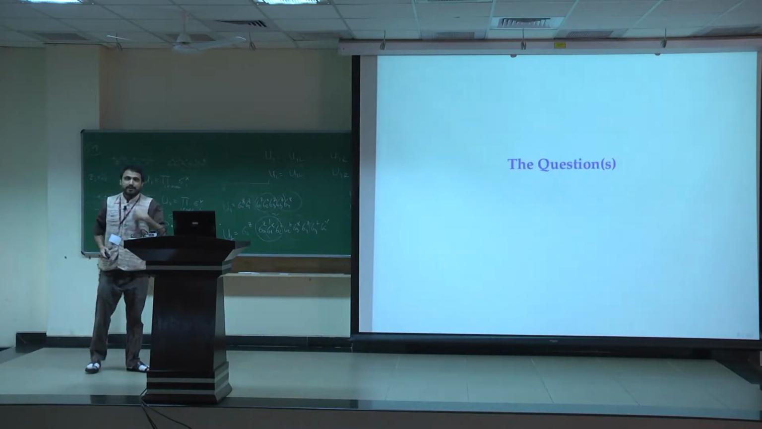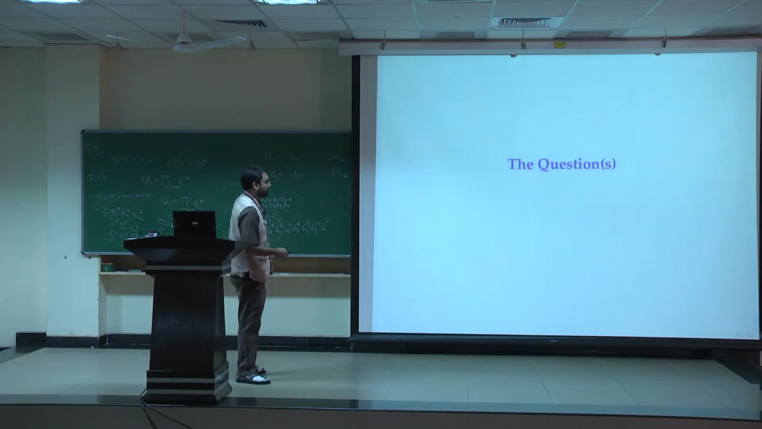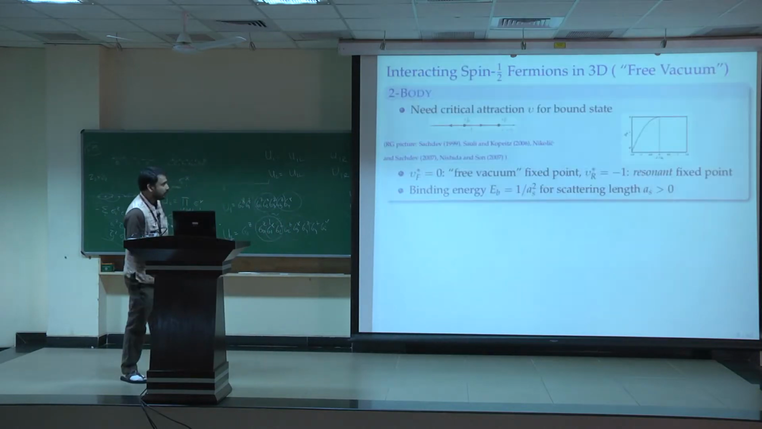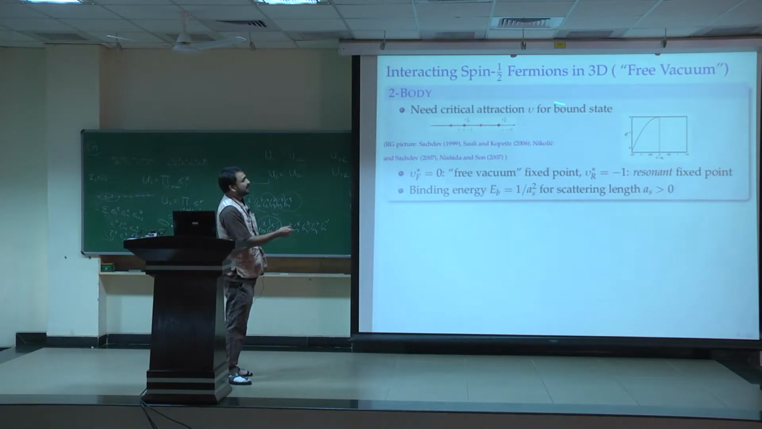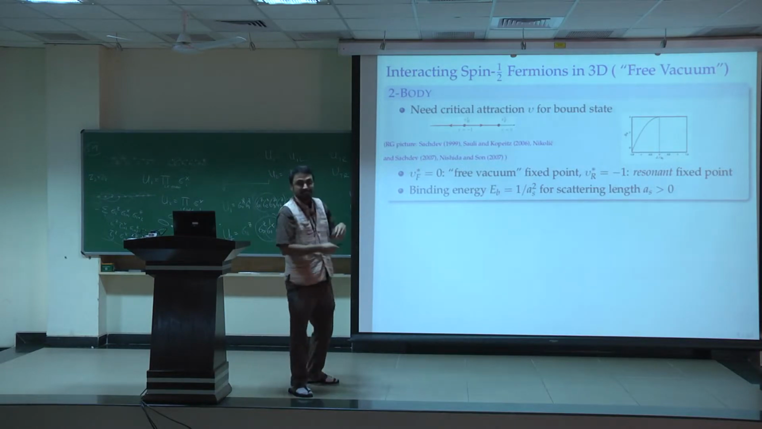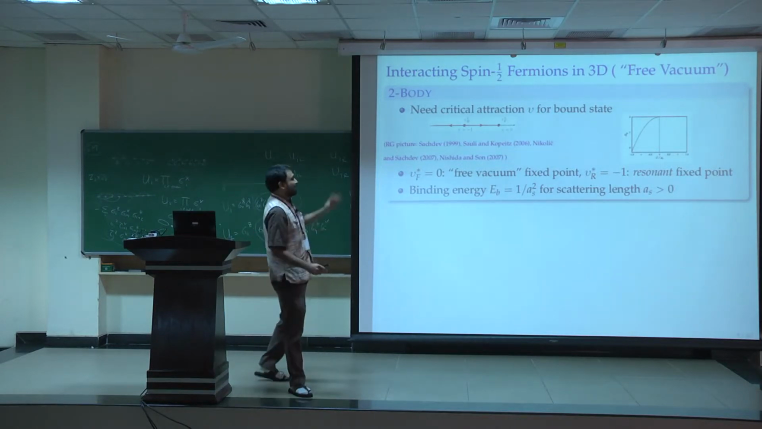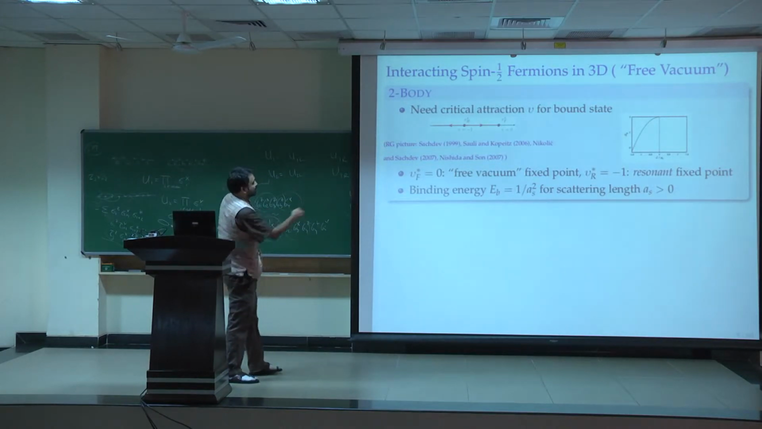Now let me pose the questions that I want to ask. For this, I need to recall some more background. Let me start by discussing spin half fermions in 3 spatial dimensions in free vacuum. What I mean by free vacuum here is that there is no gauge potential. This is a well-known standard problem. And if you open Subir's book, at least the first edition, I've not seen the second edition, you will see this phase diagram plotted.